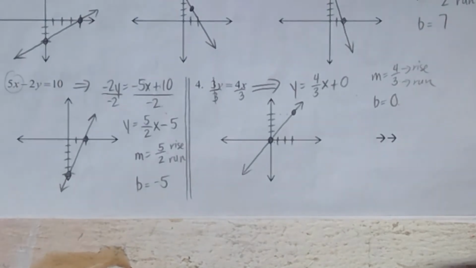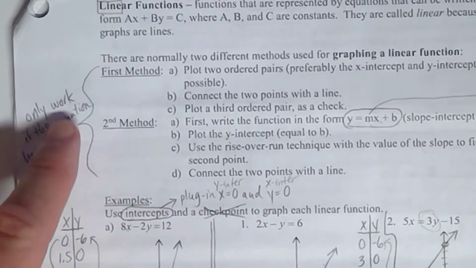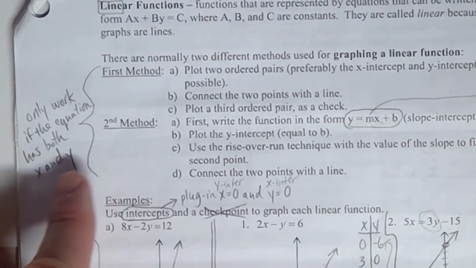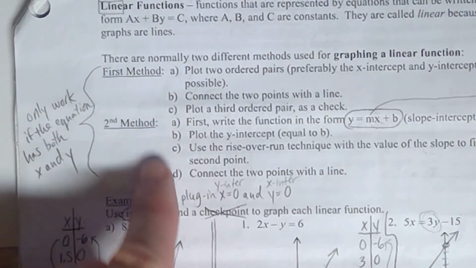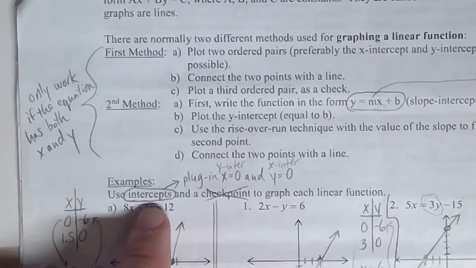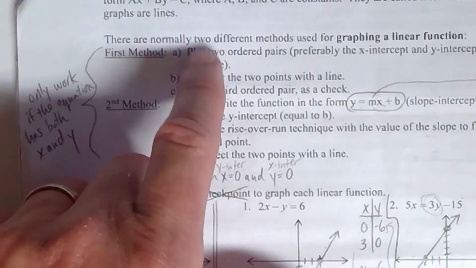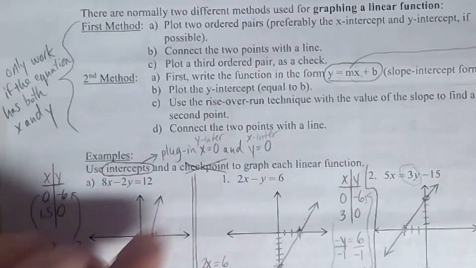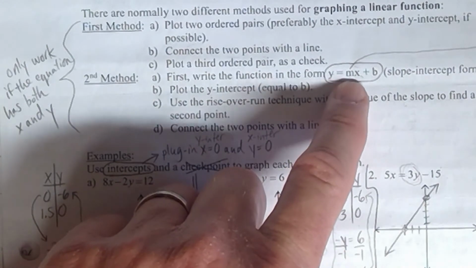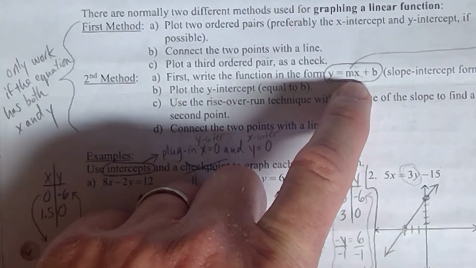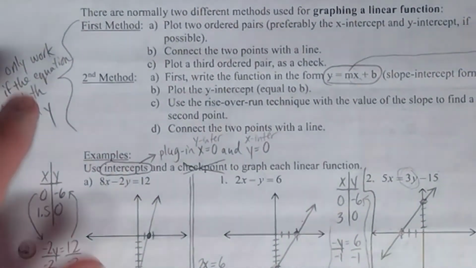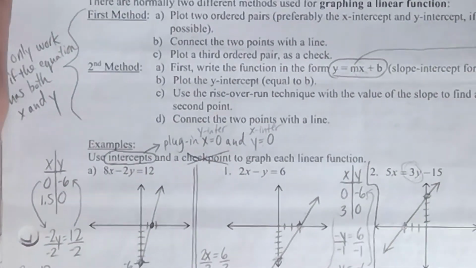Okay? And so those are the two different methods that you use when you're graphing a line and the equation has both x and y in it. You're going to use one of these two methods. If they tell you to use the intercepts, then use the first method. If they tell you to put it in slope-intercept form, then use the second method. Okay, but that's what you do when both of the variables are there.